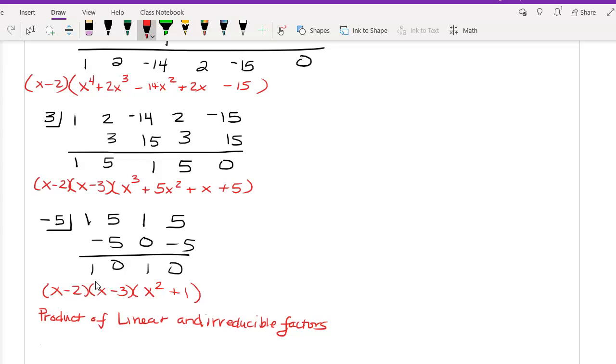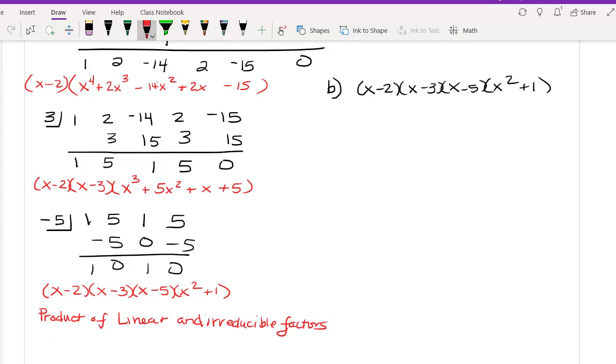So now we have to go to part B. Part B says, hey, write the product of these linear factors. Well, we know we have a factor of x minus 2. We know we have a factor of x minus 3. We know we have a factor of x minus 5, which apparently I forgot to write down here. So let's go back and write that. X minus 5, x squared plus 1. That's a lot better, Mrs. Younger. And then we have x squared plus 1.